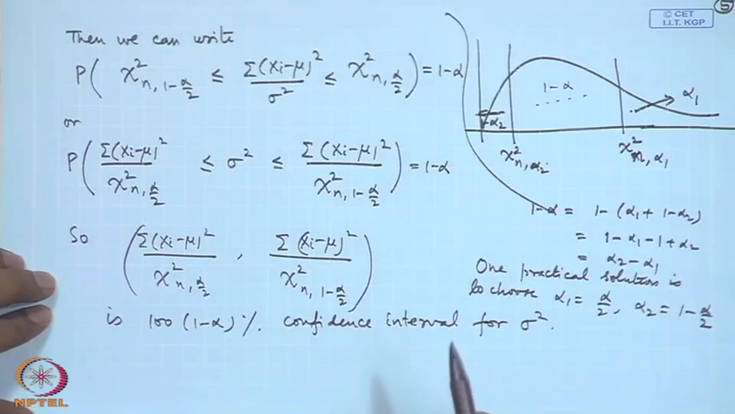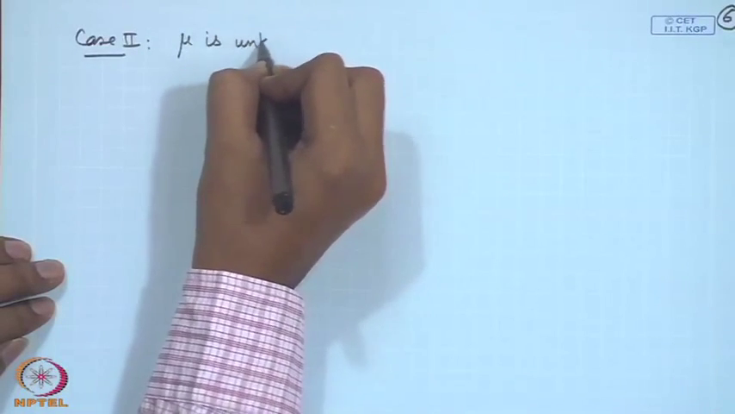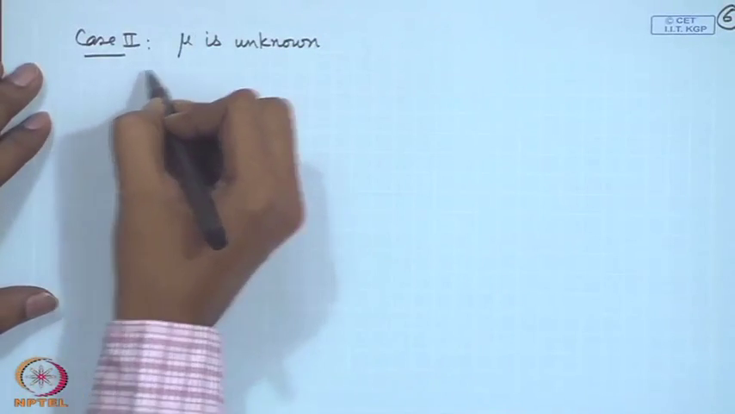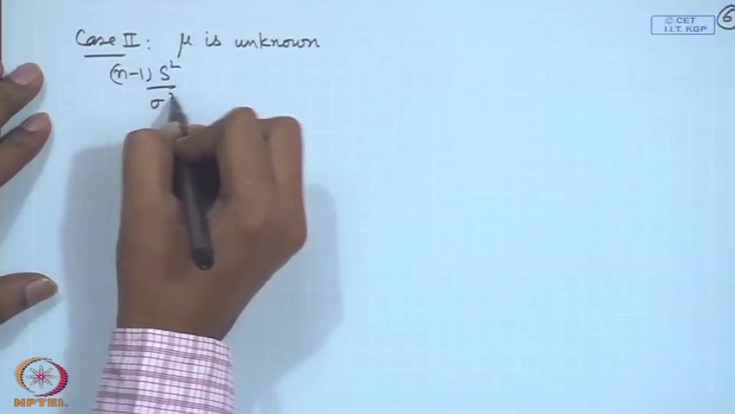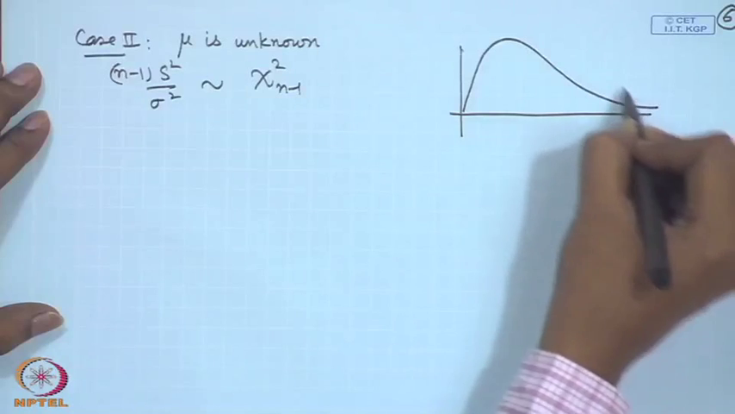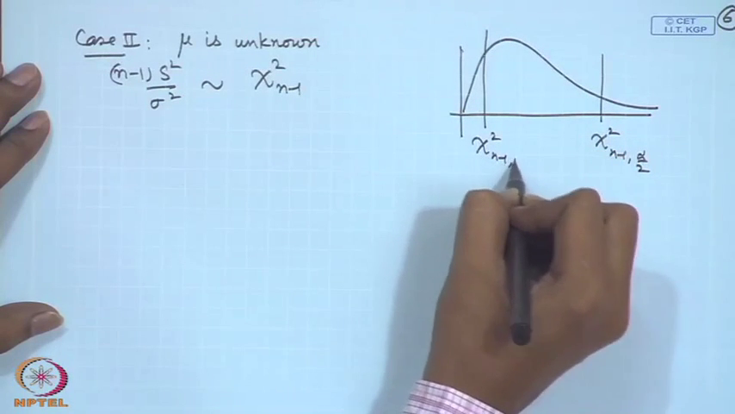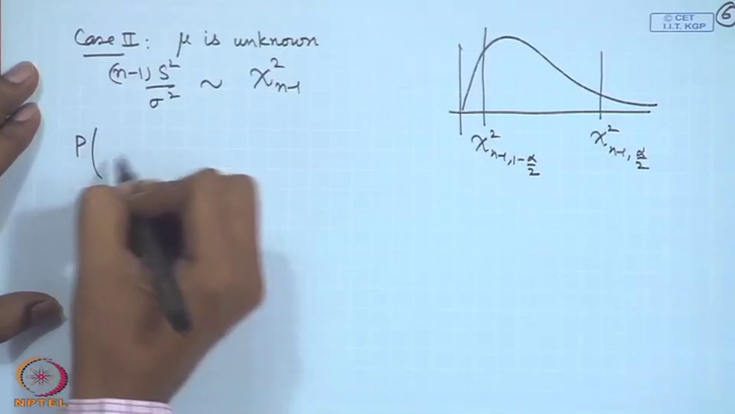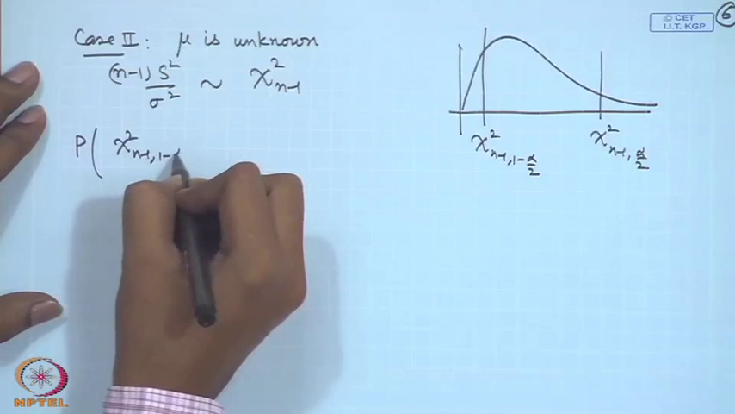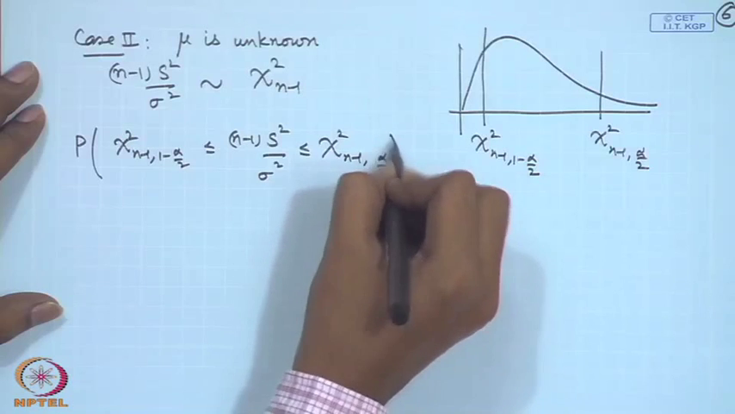This is the case when mu is known, but if mu is unknown, then we cannot use this and then we make use of S square. We consider the case when mu is unknown. In the case of mu unknown, we consider (n minus 1) S square by sigma square, that is following chi square distribution on n minus 1 degrees of freedom. So, now I consider chi square n minus 1 alpha by 2 and chi square n minus 1 1 minus alpha by 2. So, we have the probability of chi square n minus 1 1 minus alpha by 2 less than or equal to (n minus 1) S square by sigma square less than or equal to chi square n minus 1 alpha by 2, that is equal to 1 minus alpha.